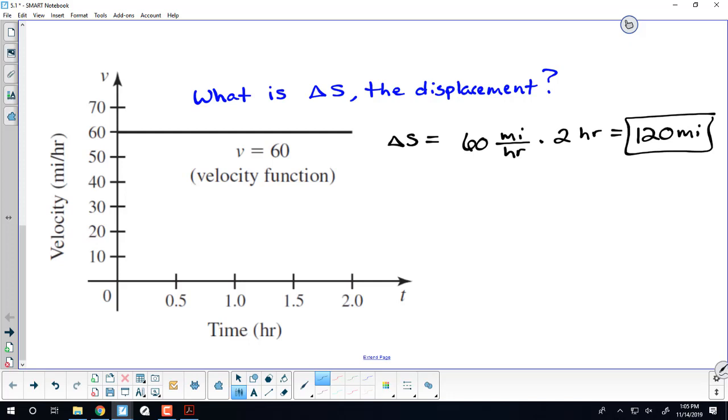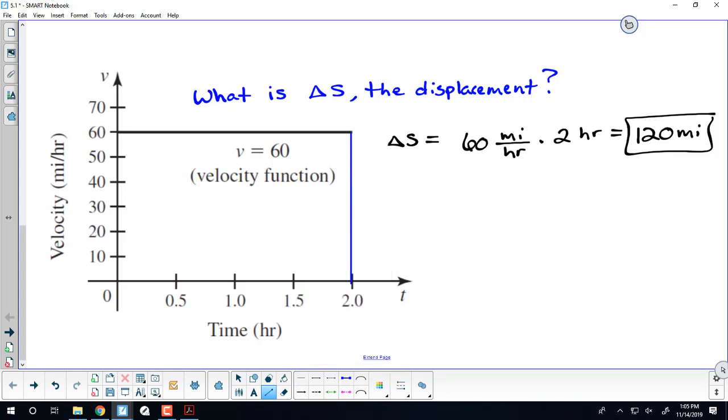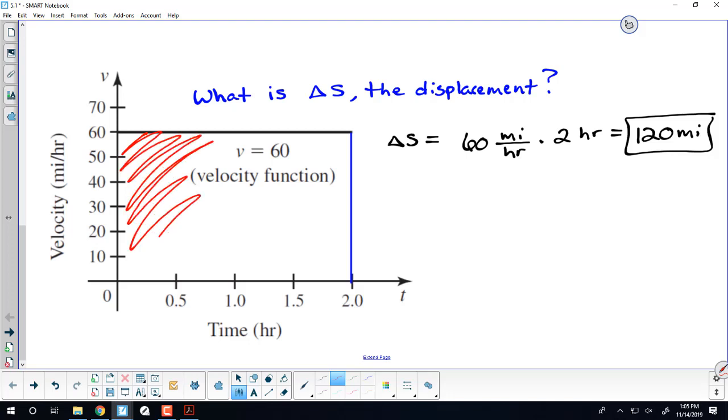But the reason we're looking at this simplistically is because we want to notice that the displacement under this velocity function is the same thing as the area under this curve here. So if we look at the area between the t-axis and the velocity function, that area is actually 120 as well. So this area, I'll just shade this in, whatever all of this area is.